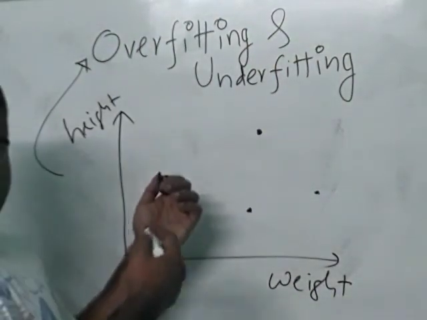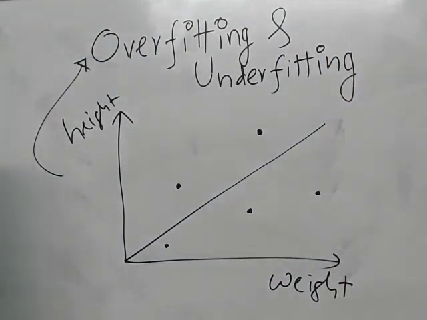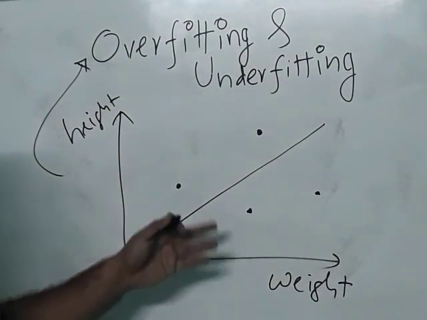So we have the table. Using these points, we are coming up with a simple machine learning model. Let us assume that this is our model. When you see it, it is a linear regression, it is a straight line.